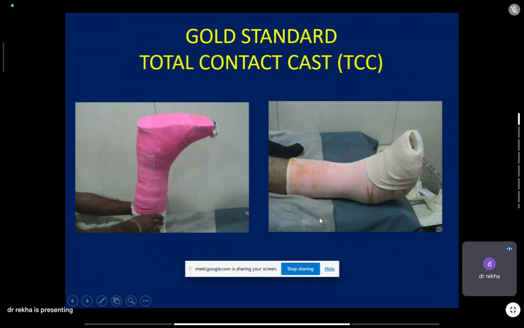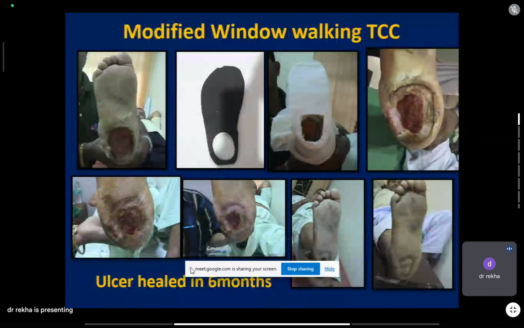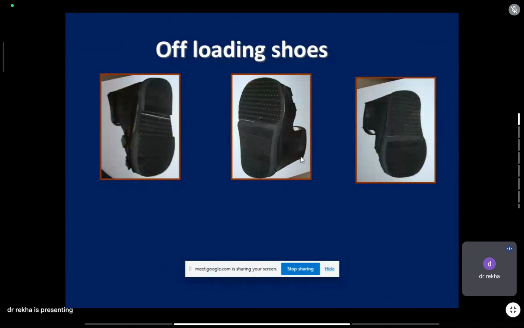Now, this is the total contact cast. I showed this picture, a patient with a neuropathic ulcer of more than 5 years. We gave this type of total contact cast with a window, and it healed in 6 months. You can see we changed this total contact cast 5 to 6 times, and ultimately the ulcer was healed in 6 months, which was not healing for the last 5 years.